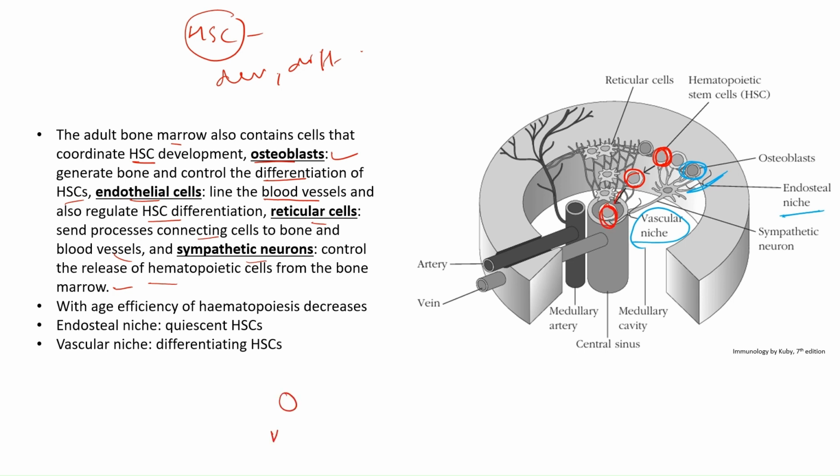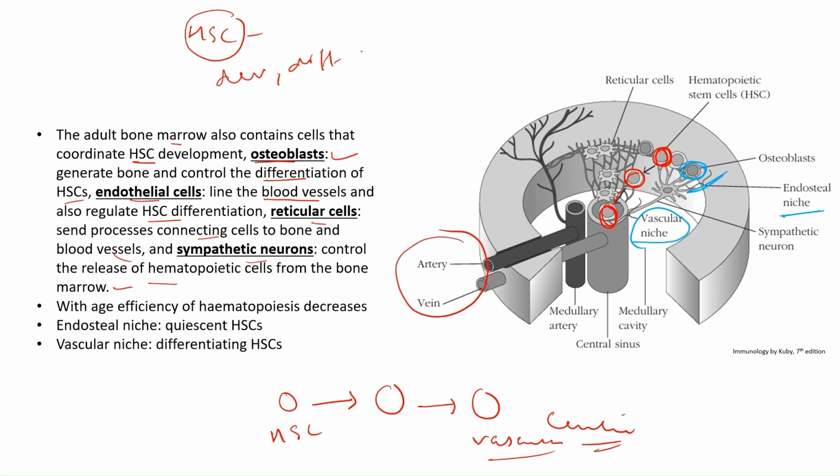This is the undifferentiated hematopoietic stem cell. When this stem cell proceeds in the path of differentiation, along this path it will move from the endosteal niche towards the vascular niche, that means towards the center, because only there the arteries and veins are connected. That is, the blood vessels that help in the supply of blood towards or away from the bone marrow.